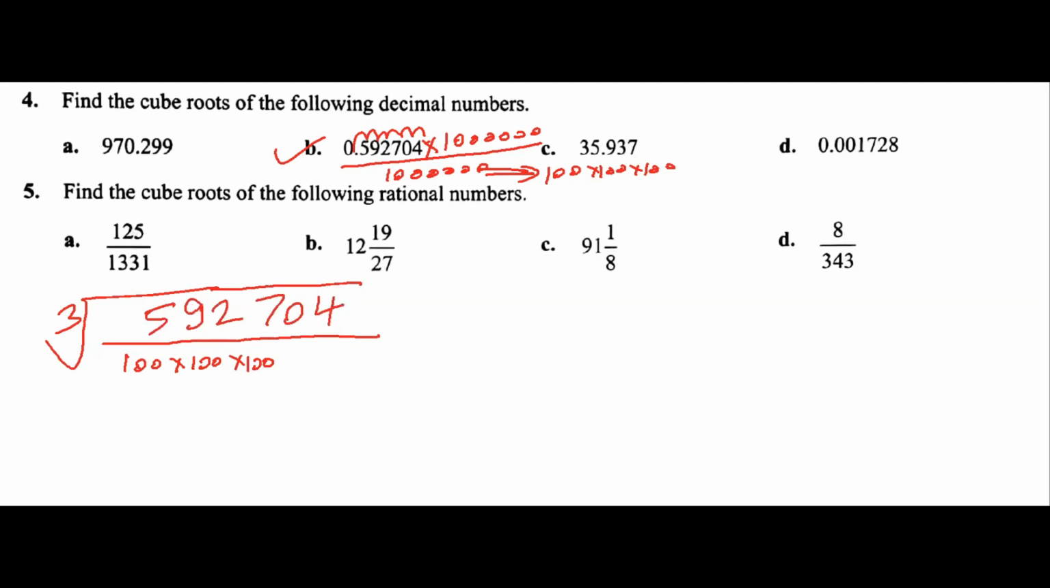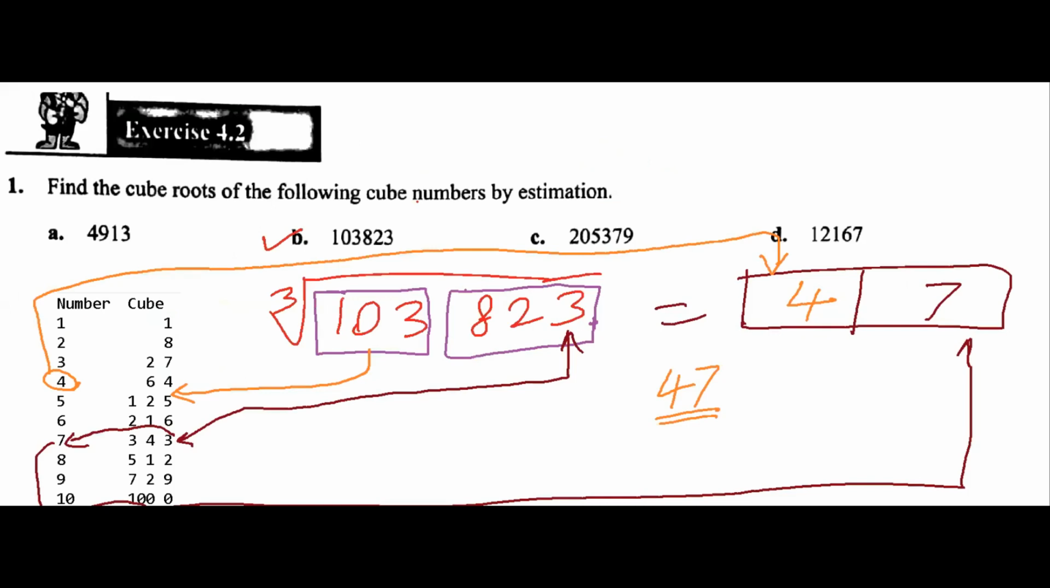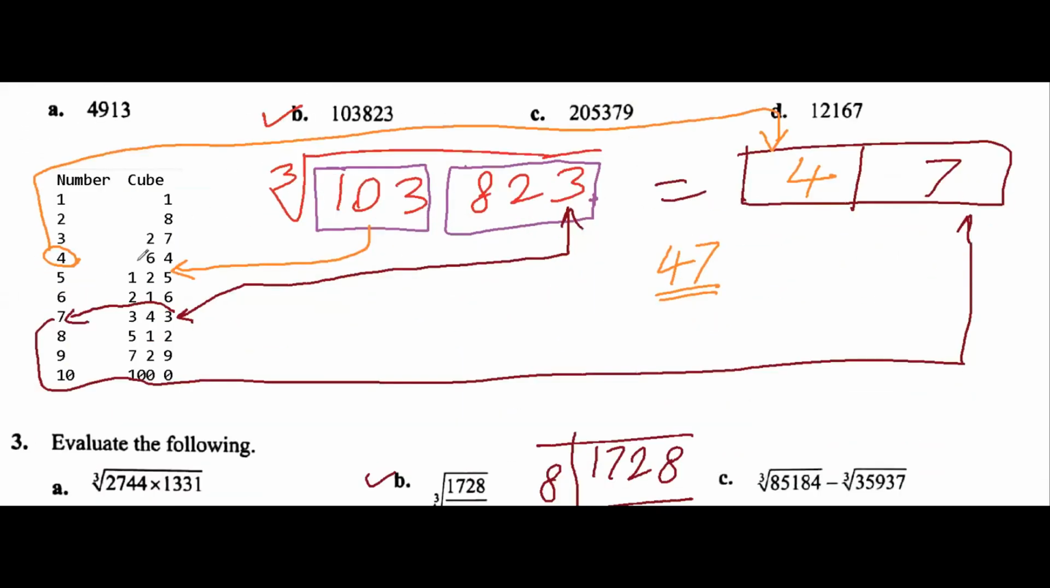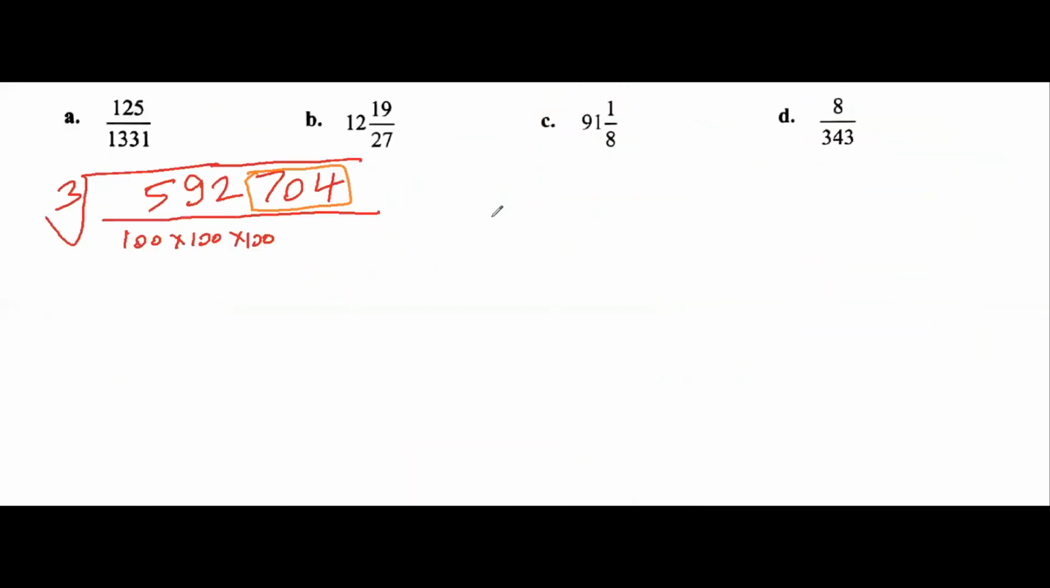592704. Now I know that this is a perfect cube. So I will group this from the unit place. So this is 704. Now you know if the unit place is 4, what will be the unit place of the cube root of that number? That will again be 4, from this particular table. So I can easily write here 4. This is 100 100 100, so I will write here 100.